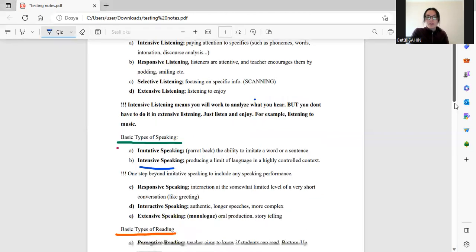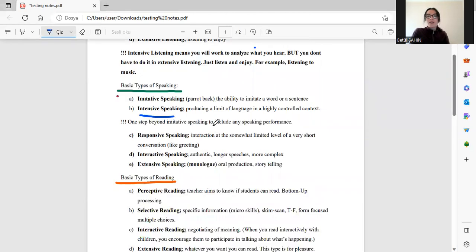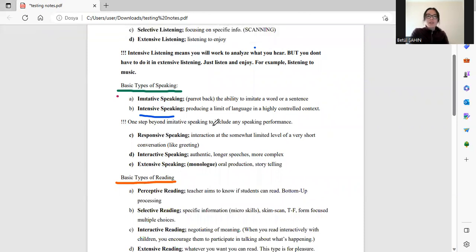Okay, now basic types of speaking. We have 5 types here. First of all, imitative speaking, and its other name is parrot back. We can call it parrot back. This is the ability to imitate a word or a sentence. We can think about the babies. They hear a word and then they start to imitate it.